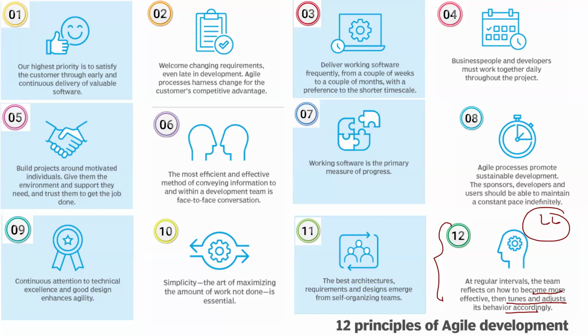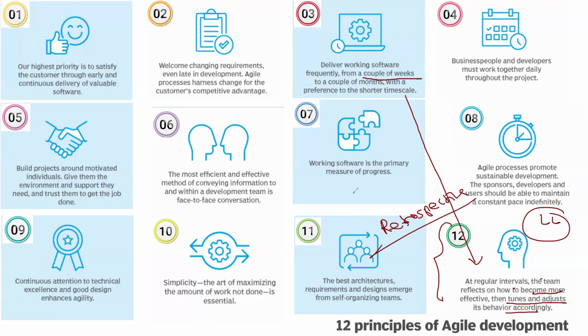That's what Principle 12 says. You have to evaluate how you are doing. Is there any way to make improvements in the work we are doing and do it in a better way? At regular intervals, this interval normally links to the delivery interval. If you are delivering working software every couple of weeks, the team reflects on how to become more effective, then tunes and adjusts its behavior accordingly. This is called a retrospective in Agile. We'll talk in detail later, but that's the concept.